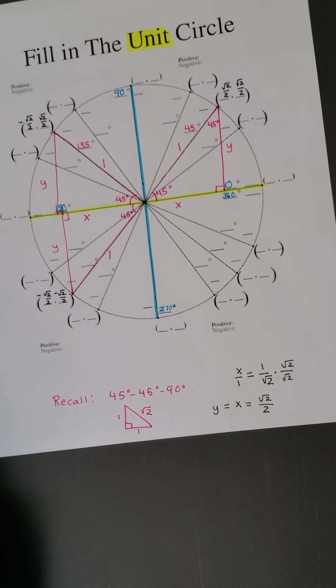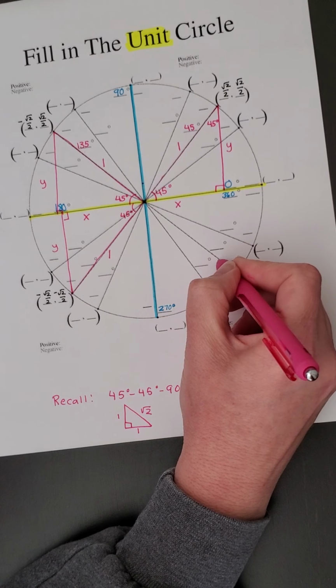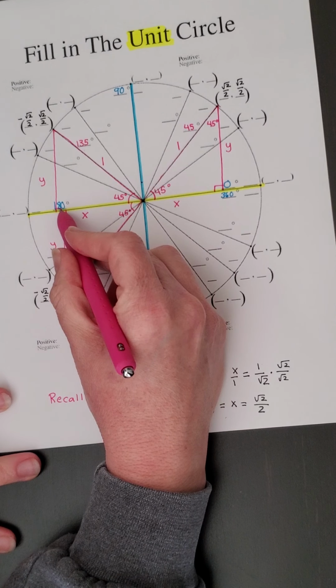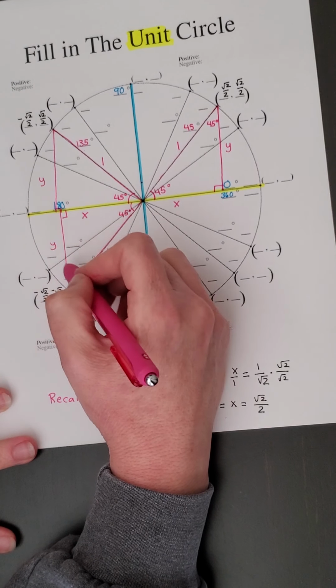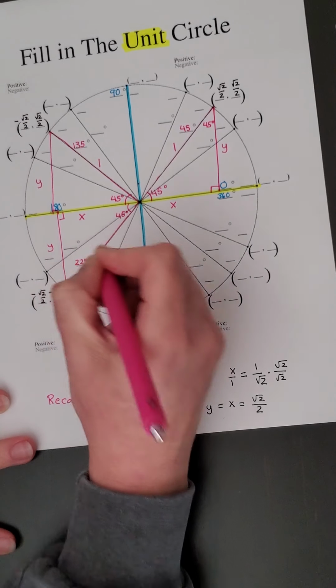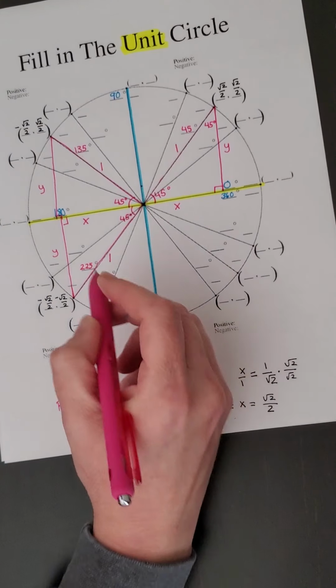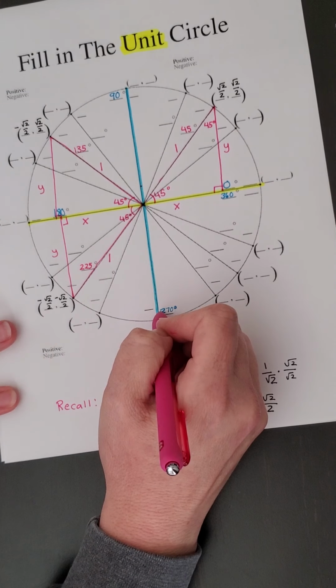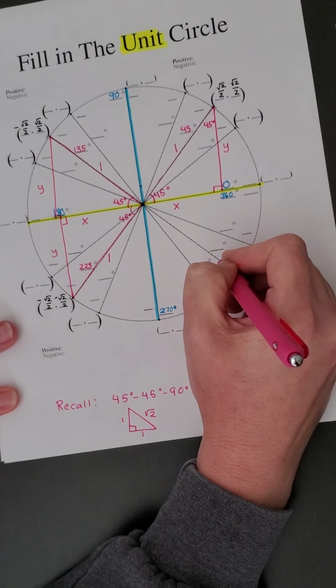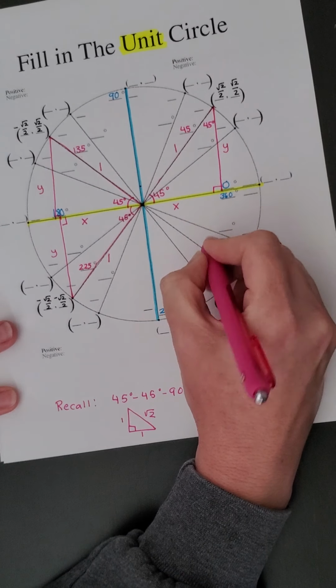And then finally, my last one, which is right here. Let's look at how many degrees this would be. 180 plus 45 degrees would be 225 degrees. And then if I add 45 again, I'll be at 270. And if I add 45 again, I'll be right here at 315 degrees.